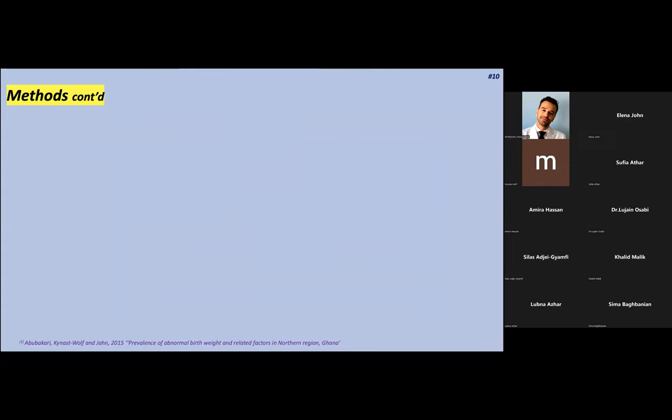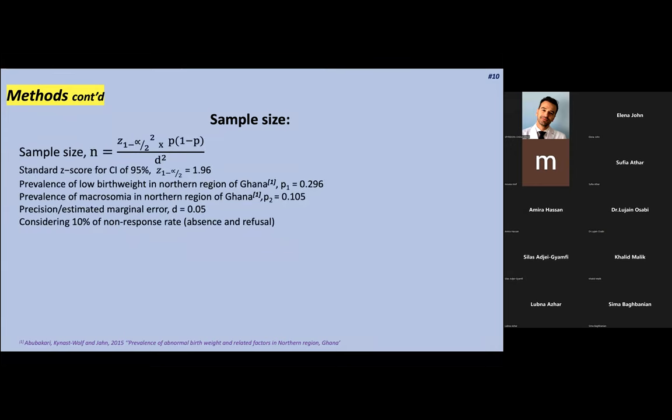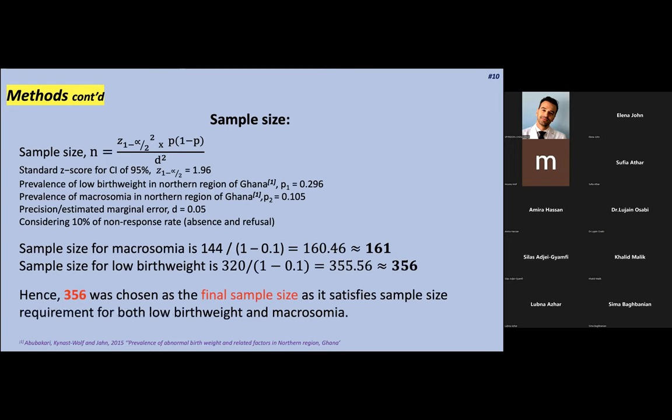As I mentioned, the study was conducted in Savelugu in the northern region of Ghana, and this was the sample size. We finally chose 356 as the final sample size because it satisfied the sample size requirement for low birth weight and macrosomia.